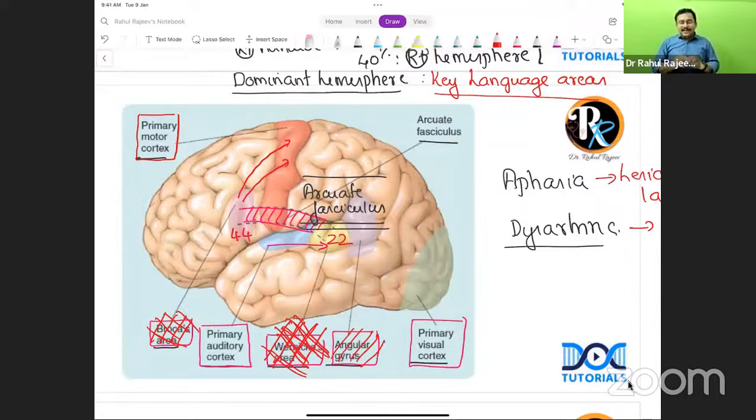Now, if there is a lesion involving the angular gyrus, in that case, what is going to happen is the patient will have a defect in the naming and word finding.